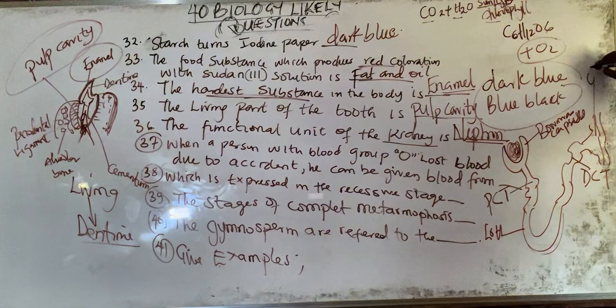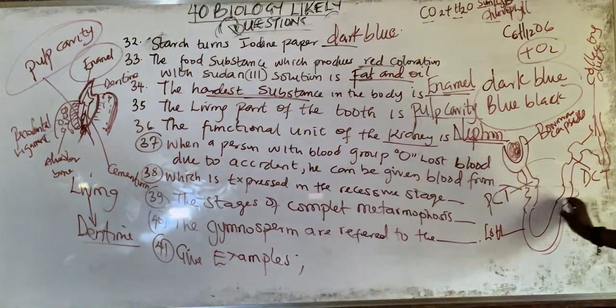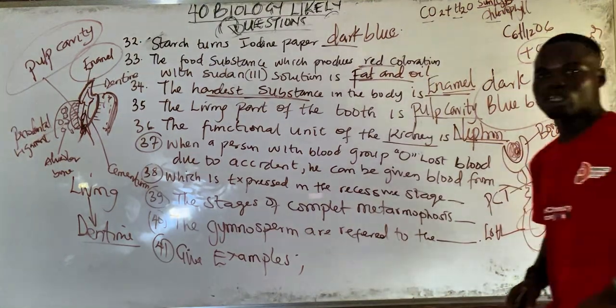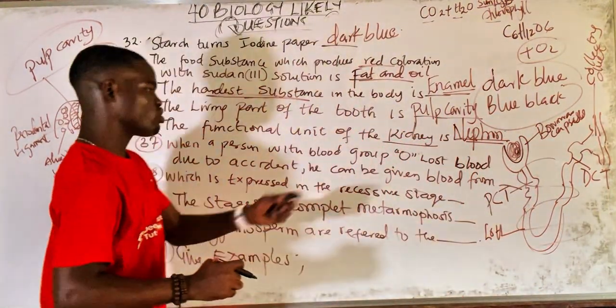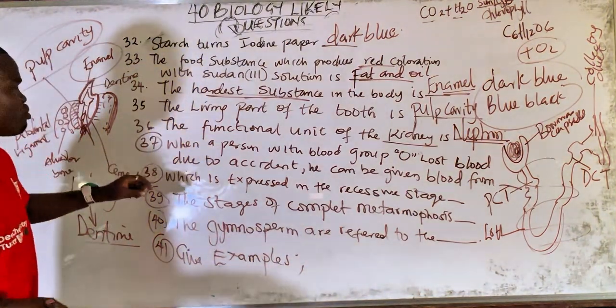And this is the collecting duct, okay? The collecting duct. So this is a typical nephron, which is the functional unit of the kidney, okay? Just take note of that. Alright, so that answers that. They are about 1.2 to 1.5 million.